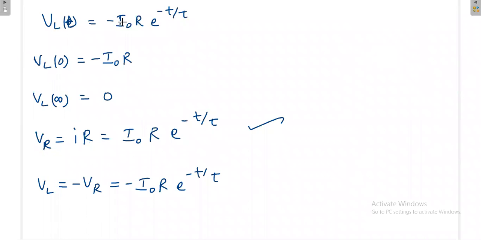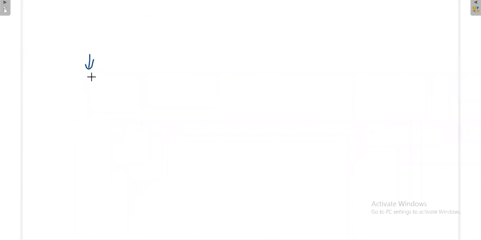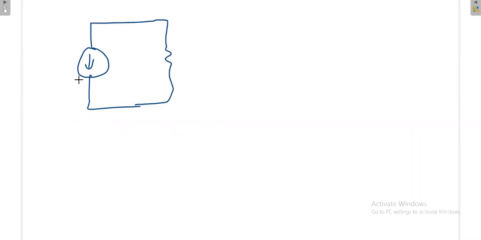Okay, and again, we know one thing. One more thing also here to be clear: whenever you take some source, now your inductor is acting as a source. Its current is going in this manner. If this is like a source, providing the current, then what will be its voltage? Its real voltage will be like this. But we took the convention like this. That's why VL is becoming negative.